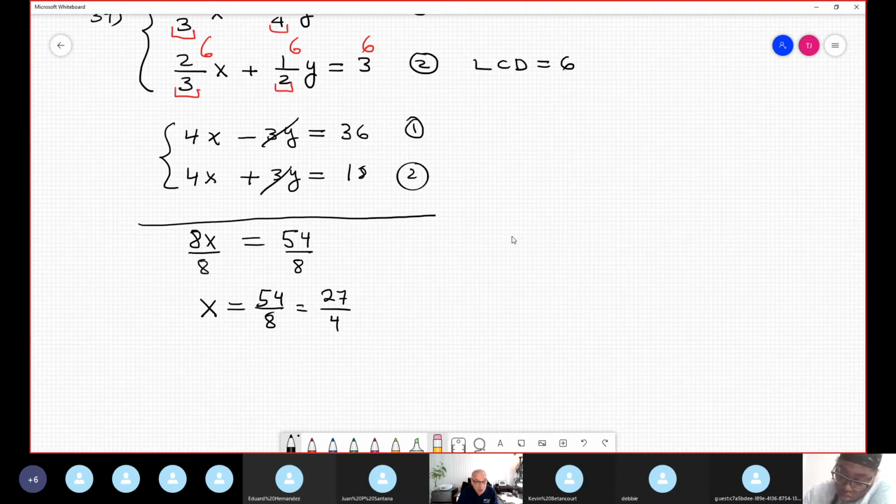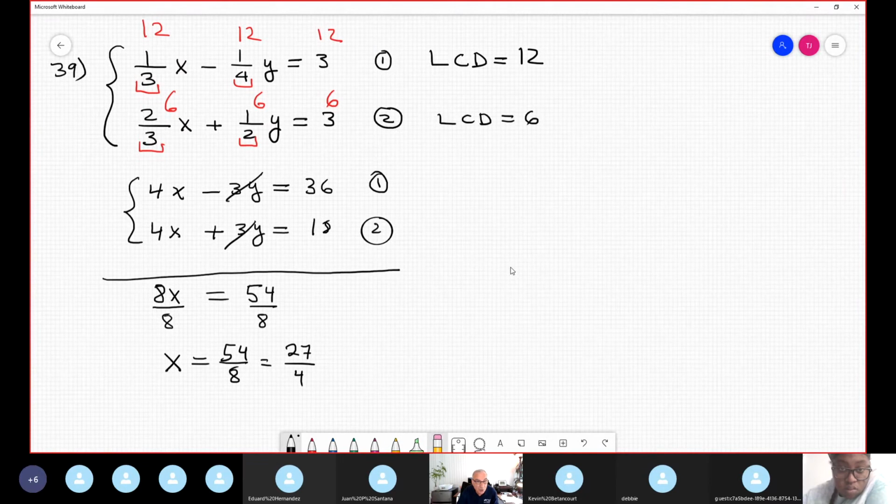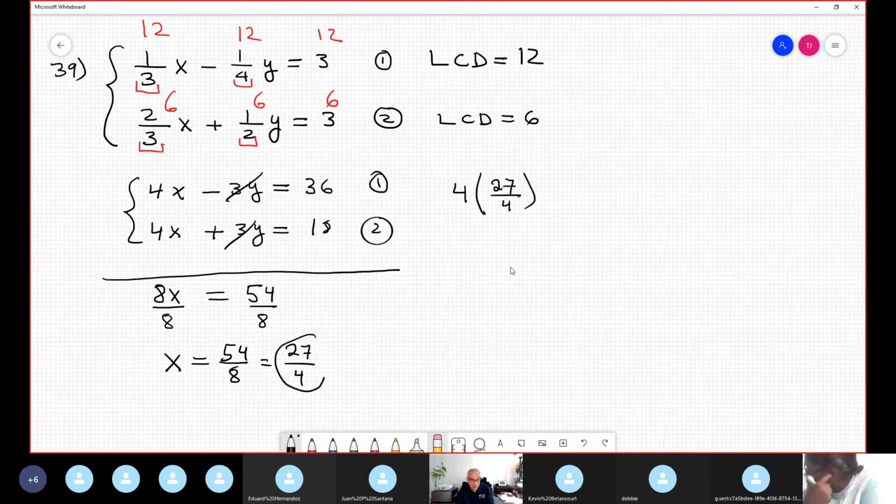I need to find the Y value. In order to find the Y value, you, of course, never select the original horrible equation that contains fractions. No. You select 1 or 2, in your opinion, I don't know. Suppose that you select 2, there is no specific reason. And you copy 4, parentheses, 27 over 4. The only thing I am doing now is replacing x here. Plus 3y equal 18.